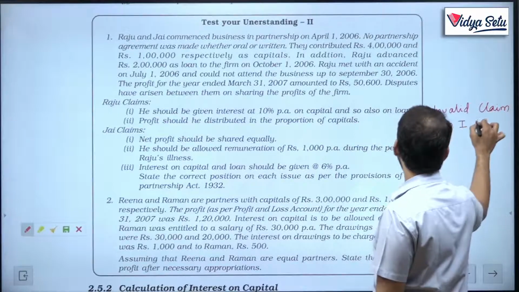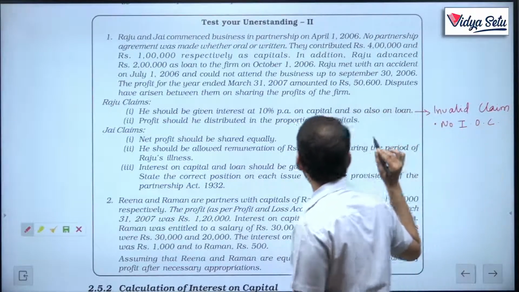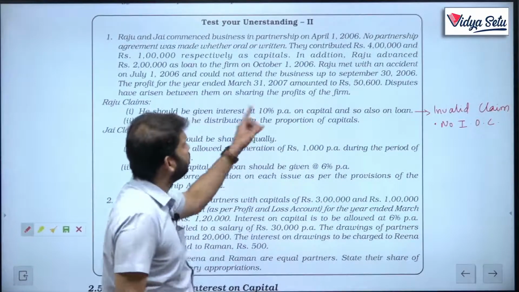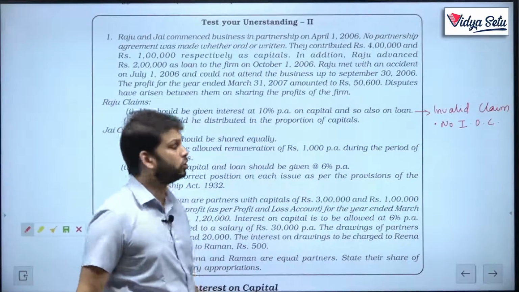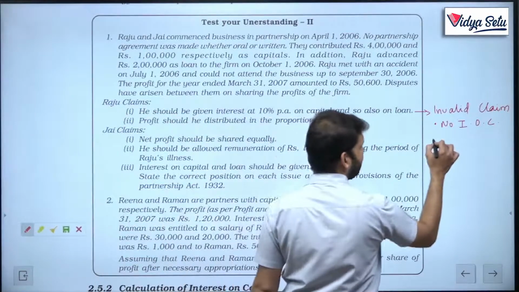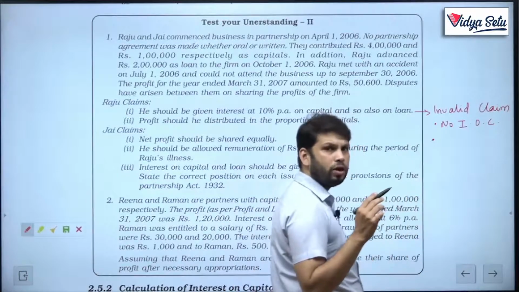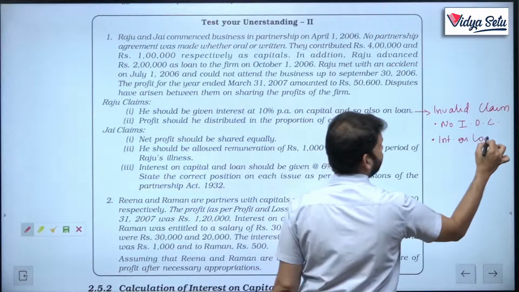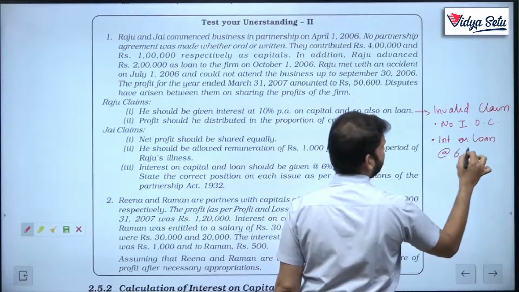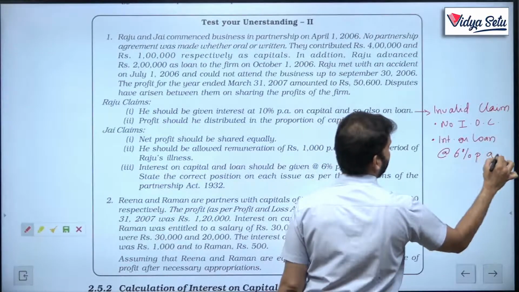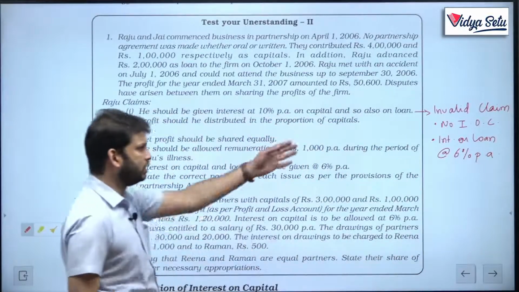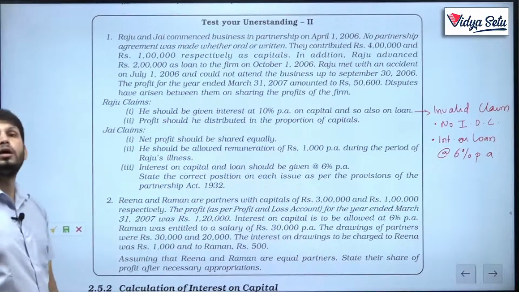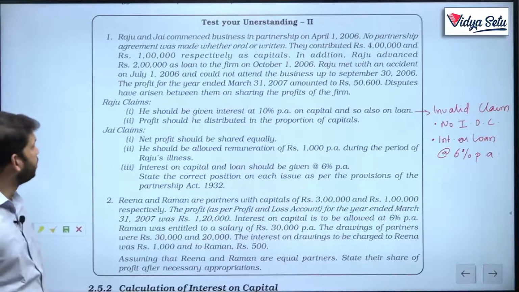No interest on capital. Okay, and he is asking for interest at the rate of 10% on the loan given by him. Will there be zero interest on loan? No. Interest on loan at the rate of 6% per annum will be given to him. This was clearly mentioned in rules in absence of partnership deed.